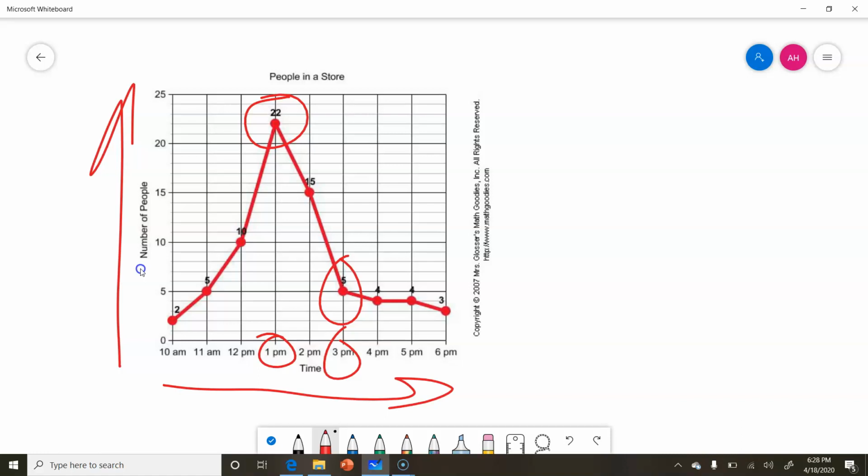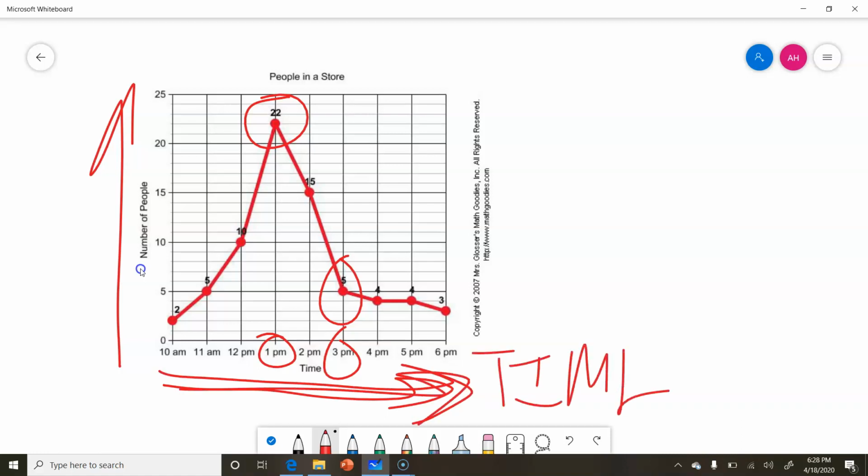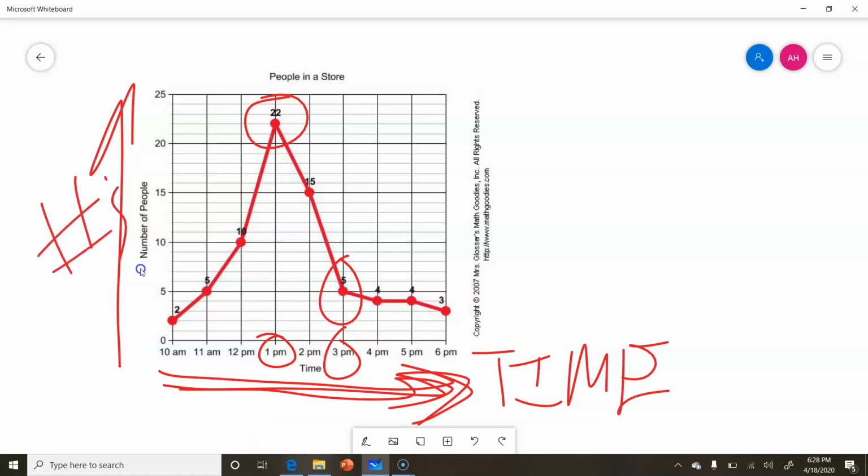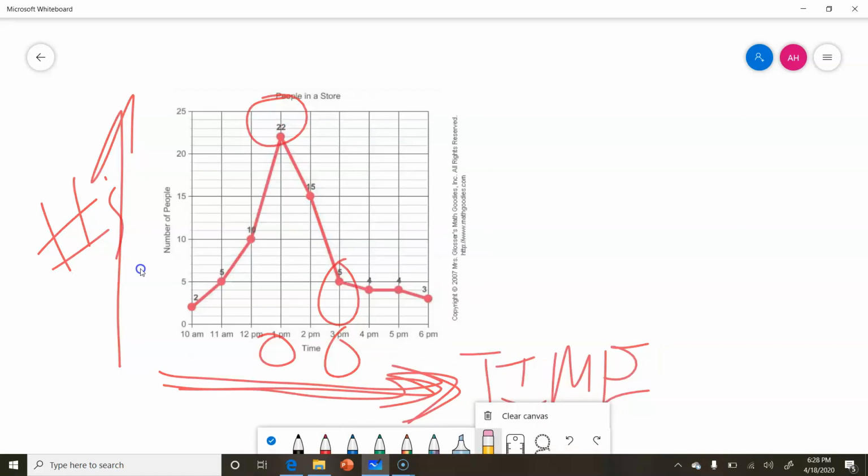You guys know how to make one of those. What's on the bottom is always time. Okay, time on the bottom, numbers on the side. Okay, so that's review. If you get a little confused, just remember that.